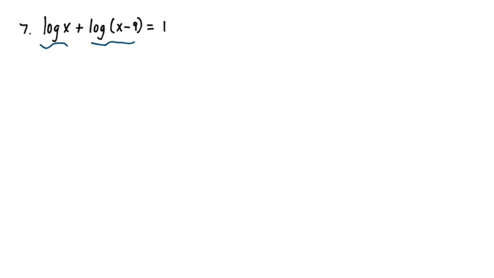So if you think back, there's some properties we have that can help us here. I'm going to go ahead and remind you of a couple properties. First of all, this is the product rule. The log of some product, in this case m times n, is equal to the log base b of m times n, which is equal to the log base b of m plus the log base b of n.